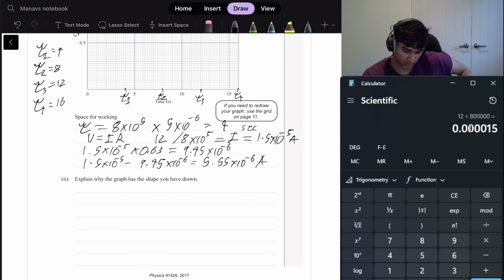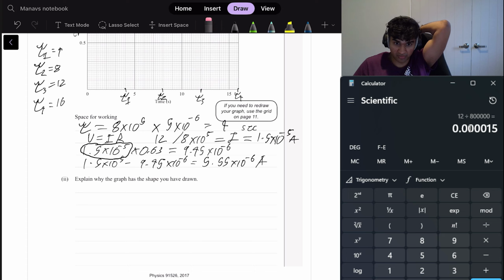What I did here, we have the initial circuit current, technically when the switch is initially closed, circuit current will be at max. Times it by 0.63, and that is going to be the difference, which is 9.45 times 10 negative 6. So we subtract from our original circuit current the difference, and that gives us our circuit current after one time constant.